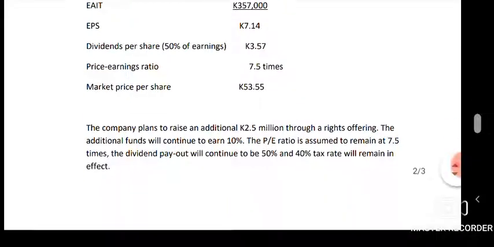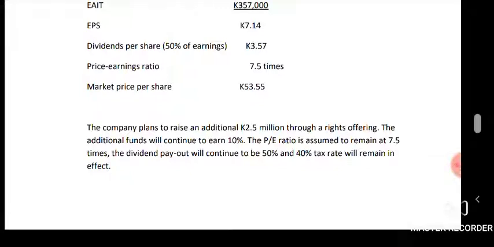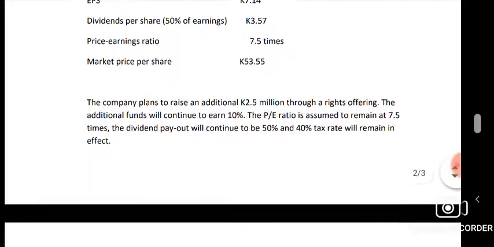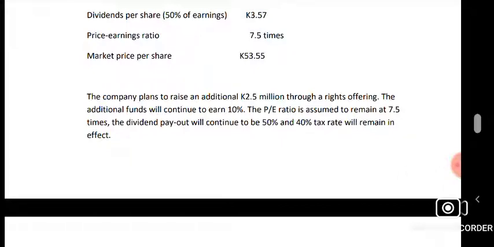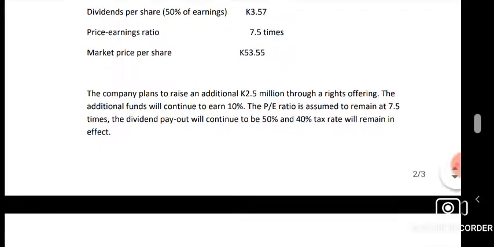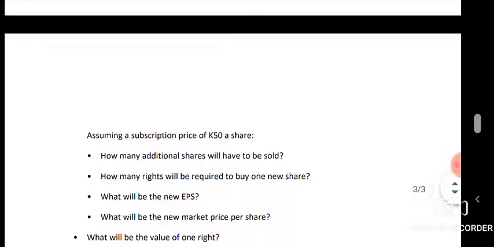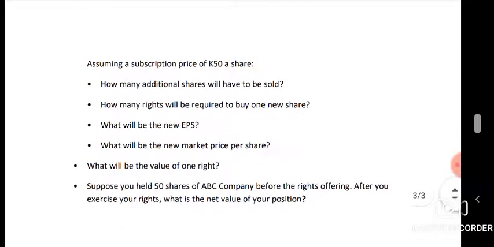So they just said, okay, the company plans to raise an additional 2.5 million through a rights offering. The additional funds will continue to earn 10%. The price earnings ratio is assumed to remain at 7.5 times. The dividend payout will continue to be 50% and the 40% tax rate will remain in effect. They ask, assuming a subscription price of 50, how many additional shares will have to be sold?